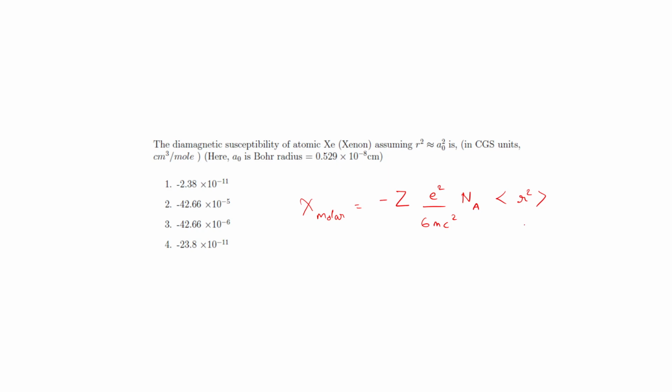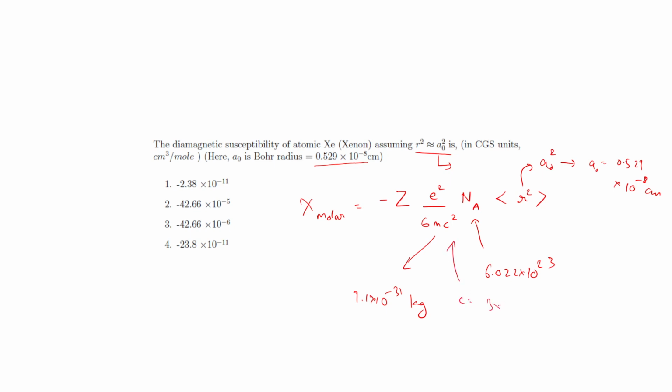Here r square is approximately a naught square, where a naught is the Bohr radius. So N_A is the Avogadro number, 6.022 into 10 to the power 23. A naught is equal to 0.529 into 10 to the power minus 8 centimeter. m is 9.1 into 10 to the power minus 31 kg. c, the speed of light, is 3 into 10 to the power 8 meter per second. e is the electronic charge, 1.6 into 10 to the power minus 19 coulomb.